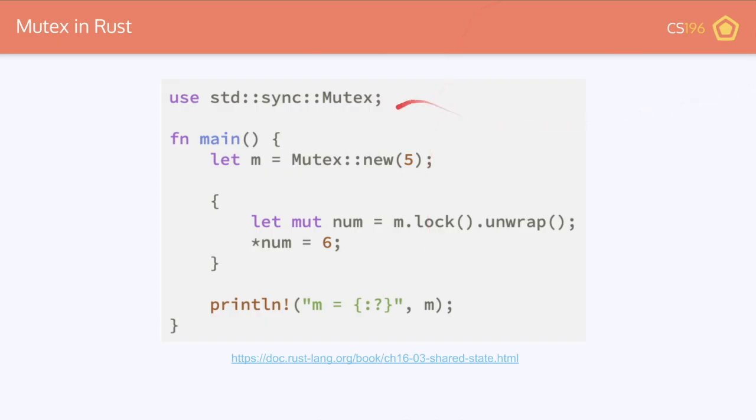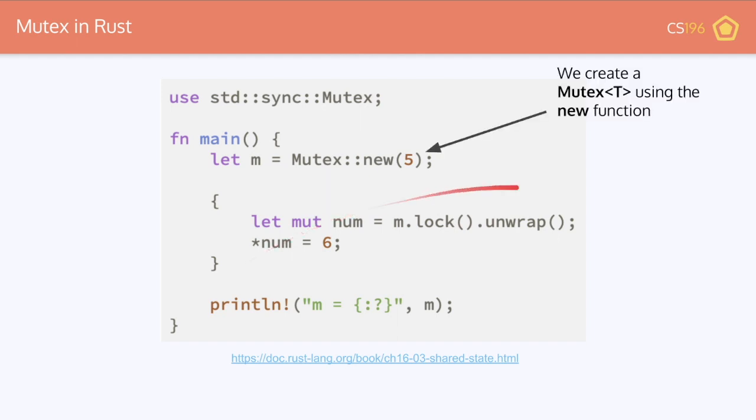So let's look at this code here for a simple mutex. This is a single-threaded program. We're not spawning any new threads, but we are going to use a mutex here. It is a little different to what you might imagine because Rust does things a little differently than other languages, but I'm going to talk through it.